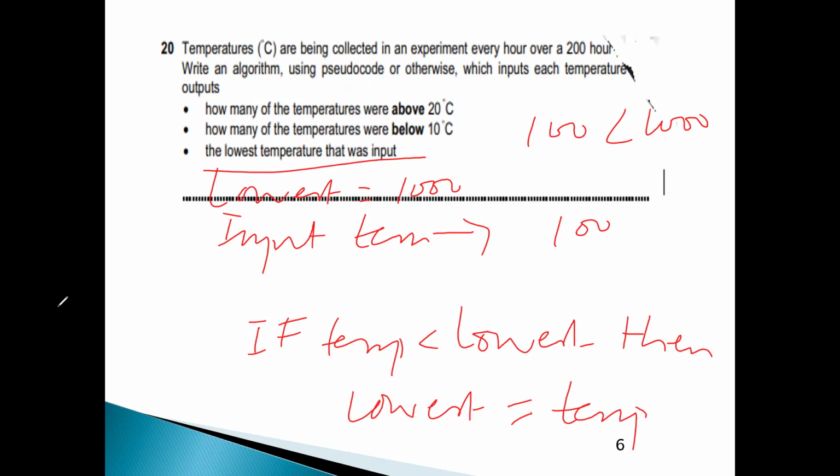Hundred, which is less than one thousand. The 100 is less than, yeah. Is this true? So it means the temp value will be assigned here. So lowest becomes 100. Okay, now I'm showing you the complete program.